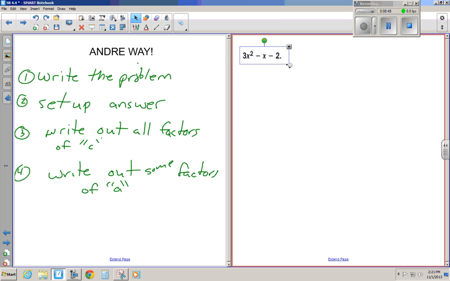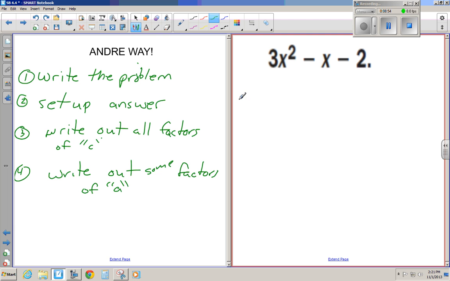All right, so we're going to go ahead and factor this using my way. So we wrote out the problem. Now we need to set up the answer, which means you set up your parentheses. You put your x's in the beginning, like this. Now please notice I left a little space right here, because we need to put a number in there. Step 3 is to write out all factors of C.